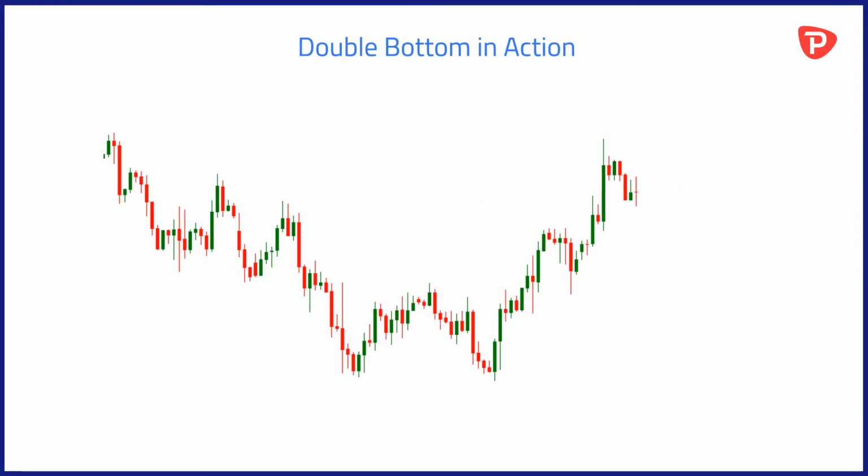Let's now take a look at a double bottom in action, to see how it would appear on a real chart. Firstly, a downtrend needs to be in place, which we can see here on the example, and then we need to look out for the two troughs that are close to or equal to each other. We are now able to see the neckline, which will be at the top of the two troughs.